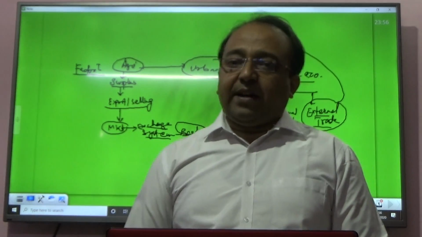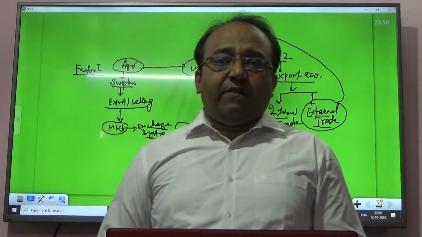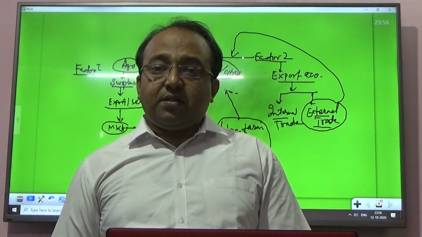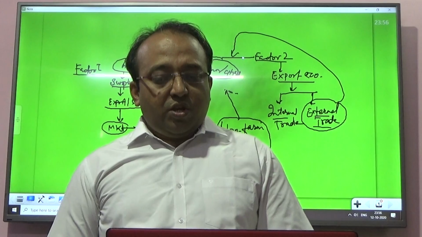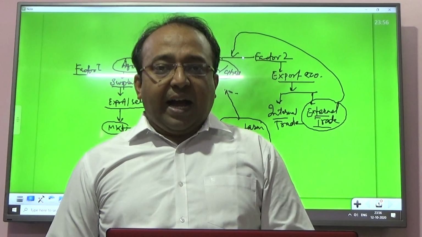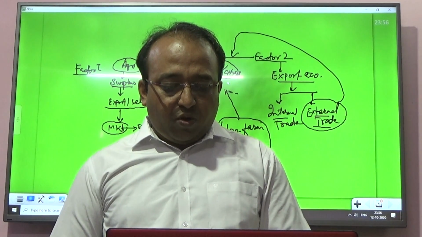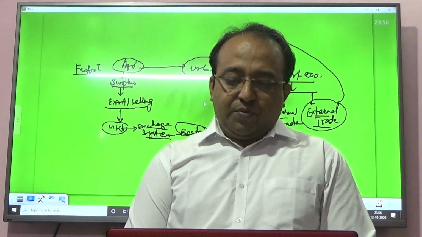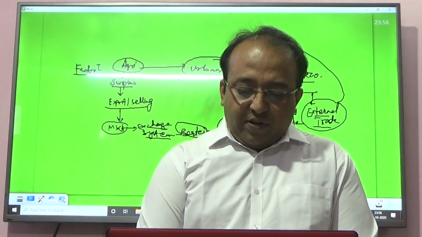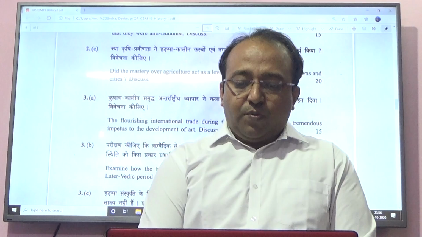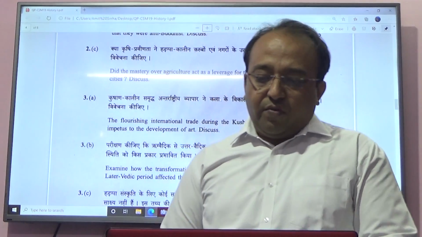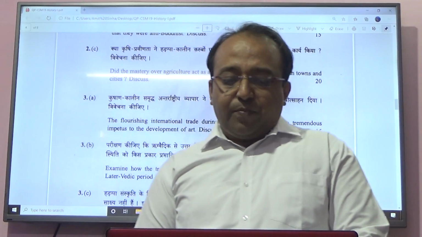Because of these factors only, you see that the emergence of Harappa as an urban civilization was quite possible. So that is precisely the idea, and exactly this is what you were supposed to write in the answer for this particular question. Obviously this question was supposed to be written in this particular manner only. So, did the mastery of agriculture act as a leverage for the rise of Harappan town cities?